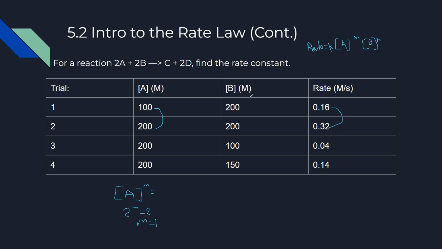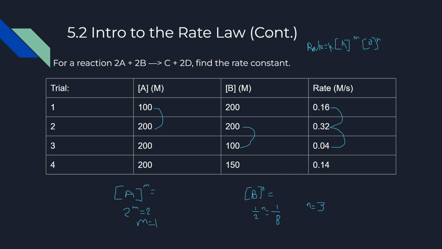Now you have to do it for B also. And for B, we have to find two trials where A stays the same, but B changes. So for trials 2 and 3, we have A staying the same, but B decreasing by 2, while the rate decreases by 8. So B to the N equals, and now as 100 divided by 200 is 1/2, 1/2 to the N equals 0.04 divided by 0.32 is 1/8. So 1/2 cubed is 1/8, and that's basic algebra. So N equals 3.